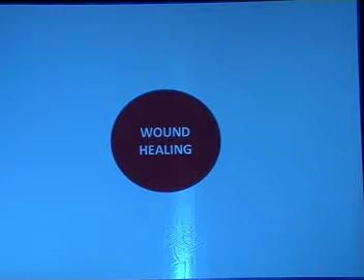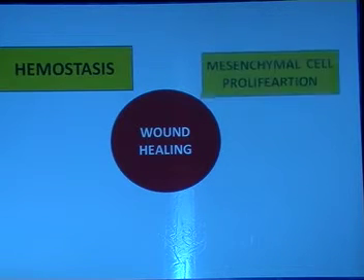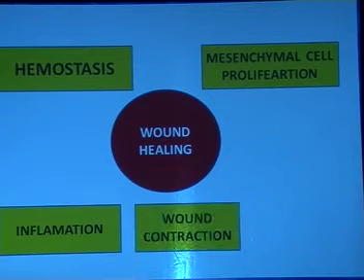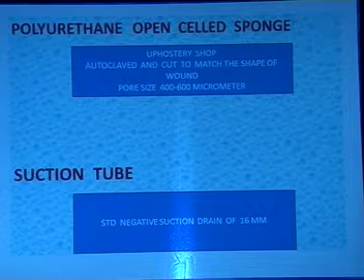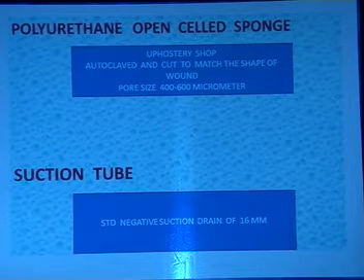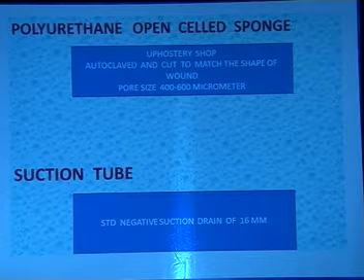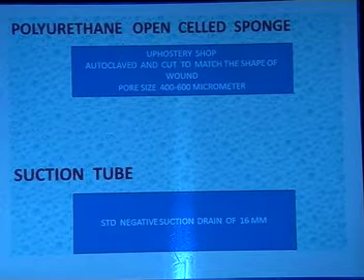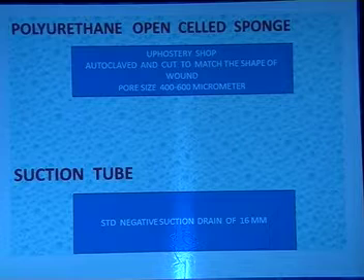In general, wound healing is influenced by 5 factors: hemostasis, mesenchymal cell proliferation, inflammation, wound contraction, and remodeling of the soft tissue. In my study, I used a polyurethane open cell sponge, which is easily available from an upholstery shop. You autoclave it and cut it to match the shape of the wound, and the average pore size should be around 400 to 600 micrometers.